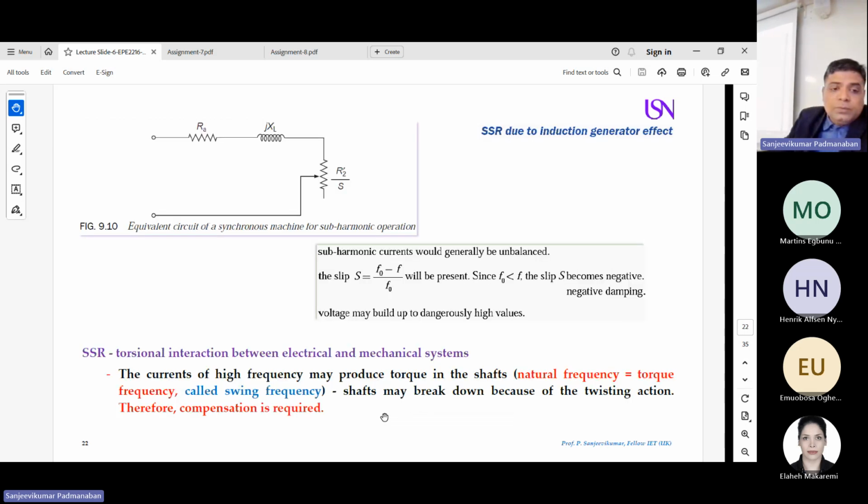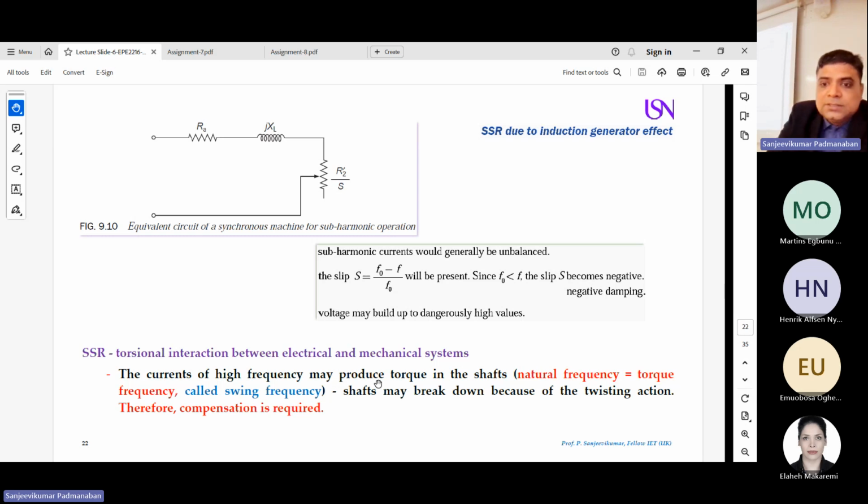So for this purpose, what we do: your generator will have electrical parts as well as mechanical parts. So there is a torsional interface between your electrical and mechanical parameters with your synchronous generators. So what happens if this subsynchronous frequency increases? It can produce additional frequency in your torque that can interface on your shaft. Because of these additional sub-resonant frequencies, you can break your shaft. This can happen in real time. So that's why we are going for compensation of subsynchronous resonances.